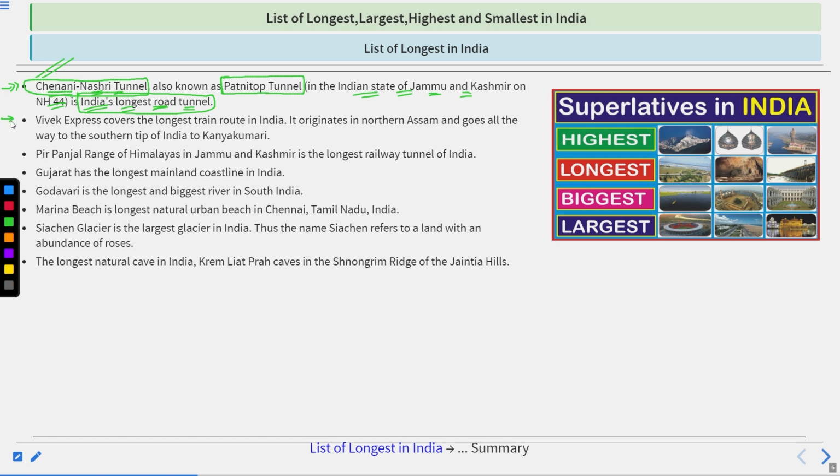Then we have Vivek Express. The Vivek Express is the train of India that covers the longest train route in India. It originates in Assam and goes all the way to the southern tip of India, Kanyakumari. In Assam, it originates from Dibrugarh and runs to Kanyakumari, Tamil Nadu. Okay. And it is the longest train route in India.